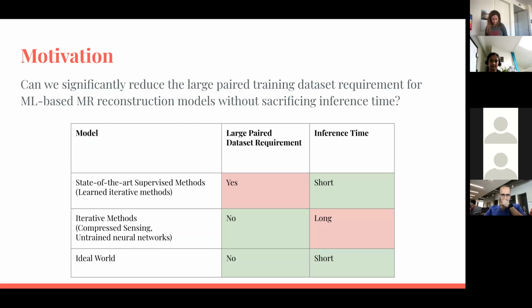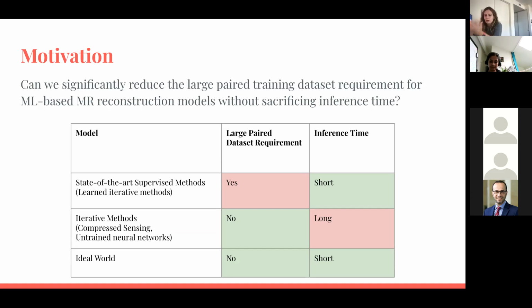So, which I kind of already alluded to, one of the primary motivations of this work is that these supervised ML-based MR reconstruction models still need really large paired training data sets, which requires access to fully sampled data. So we're interested in, can we reduce this data requirement without sacrificing the inference time?